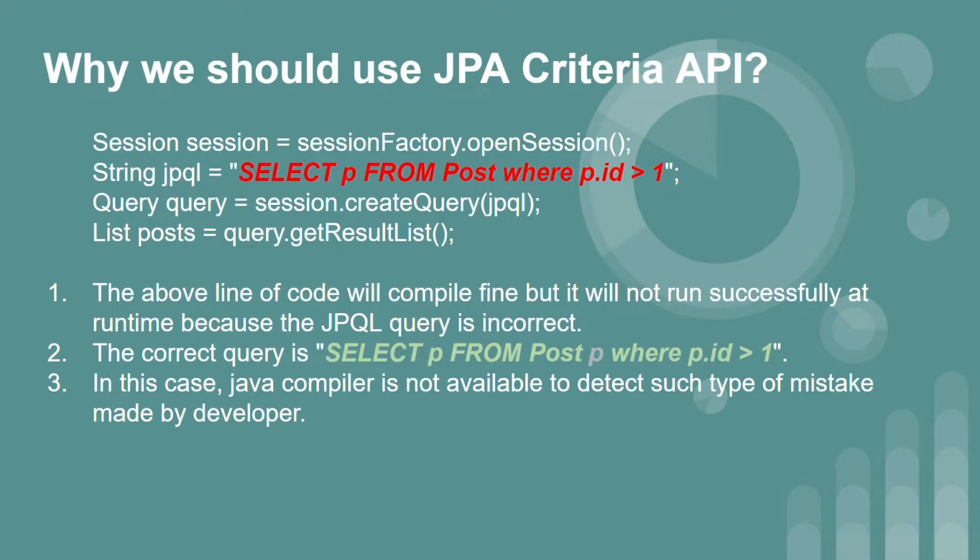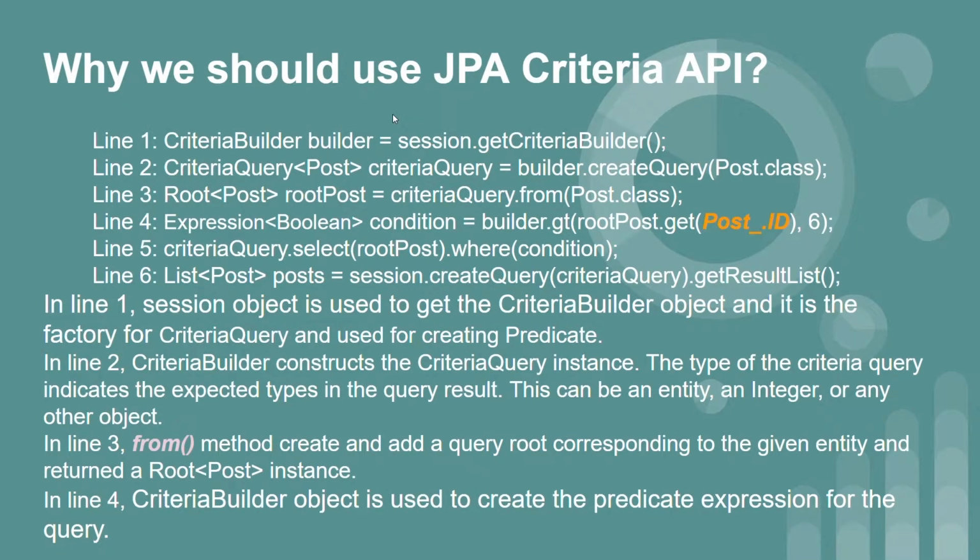There is one more drawback here. You can see in the last line of code the result of the query is not type safe, so you have to perform typecasting and there might be a chance of a ClassCastException at runtime. To avoid these issues at runtime, the JPA Criteria API came into the picture. Here I have taken some code written using the JPA Criteria API.